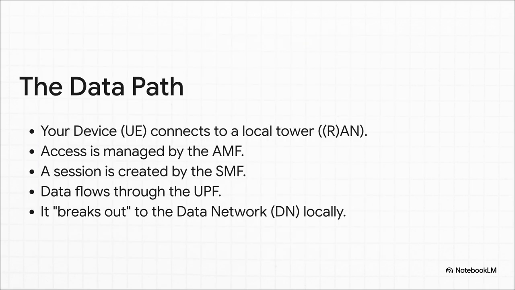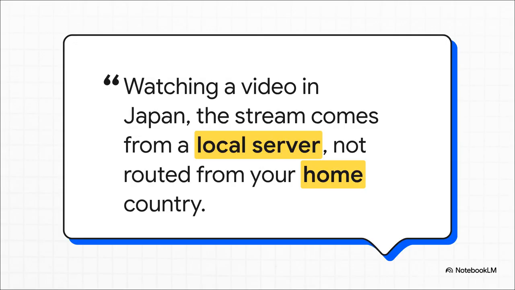So what's that path actually look like? Well, it starts with your device, the UE connecting to a local cell tower. From there, a component called the AMF manages your access. Then the SMF steps in to create your data session. And here's the crucial part. The data flows through something called the UPF, which acts like an on-ramp, putting your data directly onto the local internet. It's that simple.